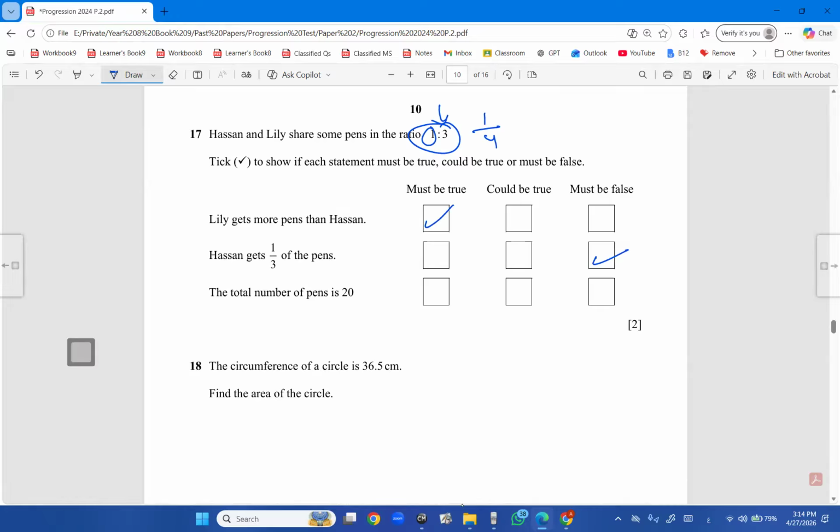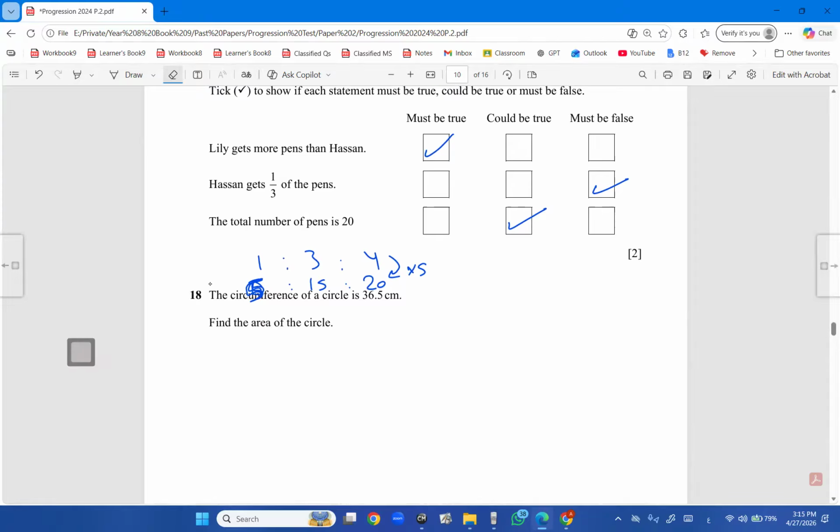The total number of pens is 20. Well, is this doable? Look at this. If I say 1 to 3, the total is 4. Can I say that the total is 20? Yes, you can just simply multiply by 5. So he's going to have 15 and the other one is going to have just 5. Yes, it is doable. It's workable. You can work it out. So instead of the total being 4, I can make the total 20. Yes, could be true. Must be true? No, it could be many other numbers, so it could be true.